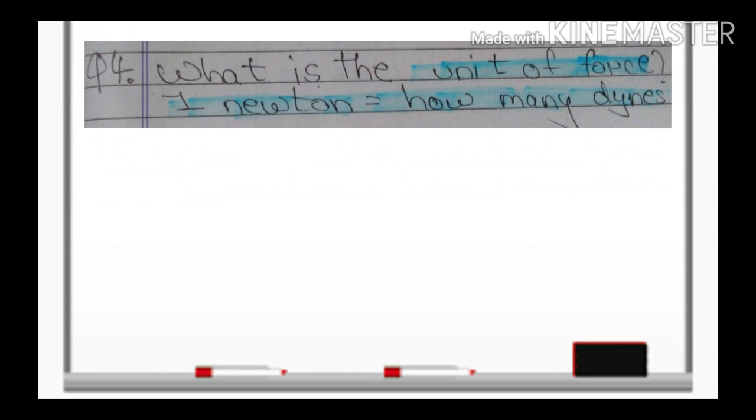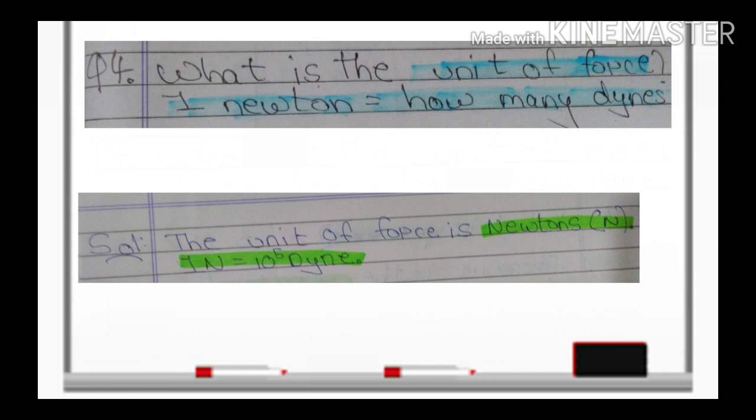Dyne is also a unit of force. So let us see the answer. The unit of force is newtons and 1 Newton is equal to 10 to the power 5 dyne. The keyword is newton. The SI unit is newton only, but in the CGS system there is also dyne. Dyne is the unit. So 1 Newton is equal to 10 to the power 5 dyne. That is also a keyword. When you learn both words, you will be able to frame the sentence.